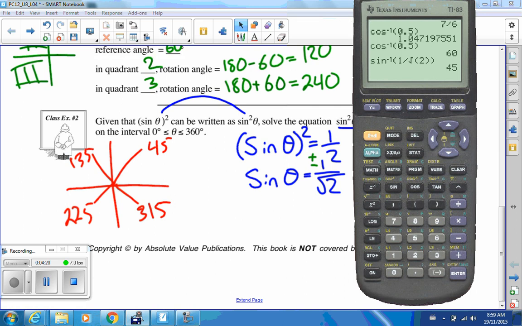Now again, I can always double check, right? I can prove that that is true, and confirm that that's the correct answer to myself just by running it back through. So I can go sine of 45 degrees squared. Oh, look, it's 1/2.